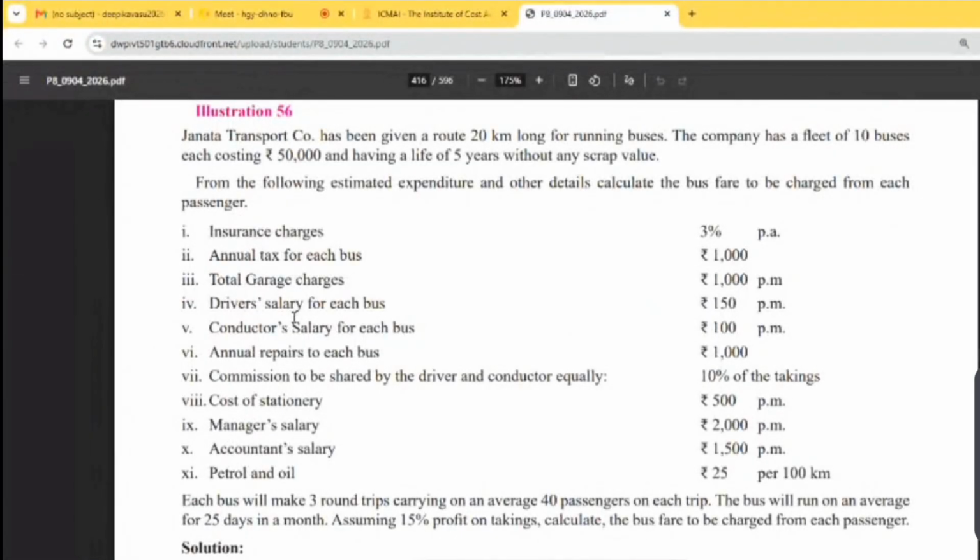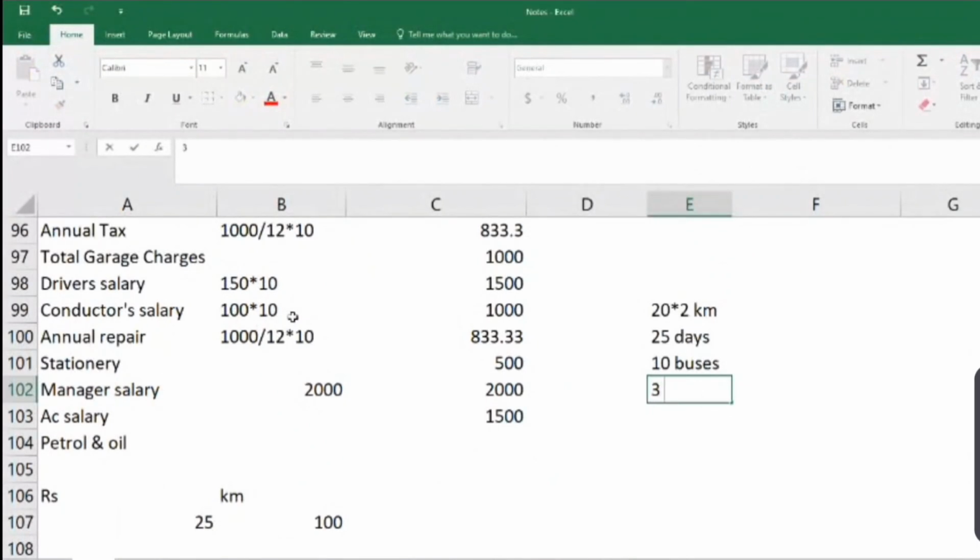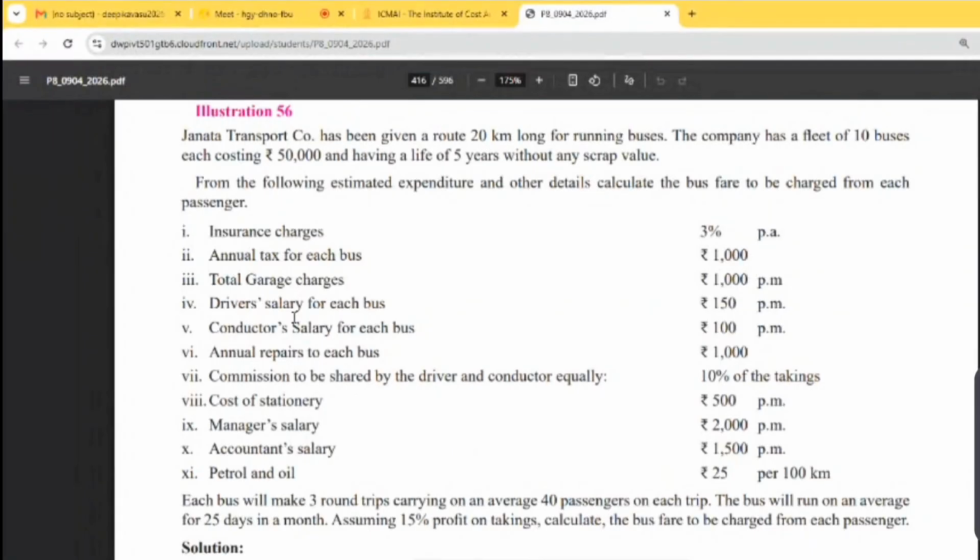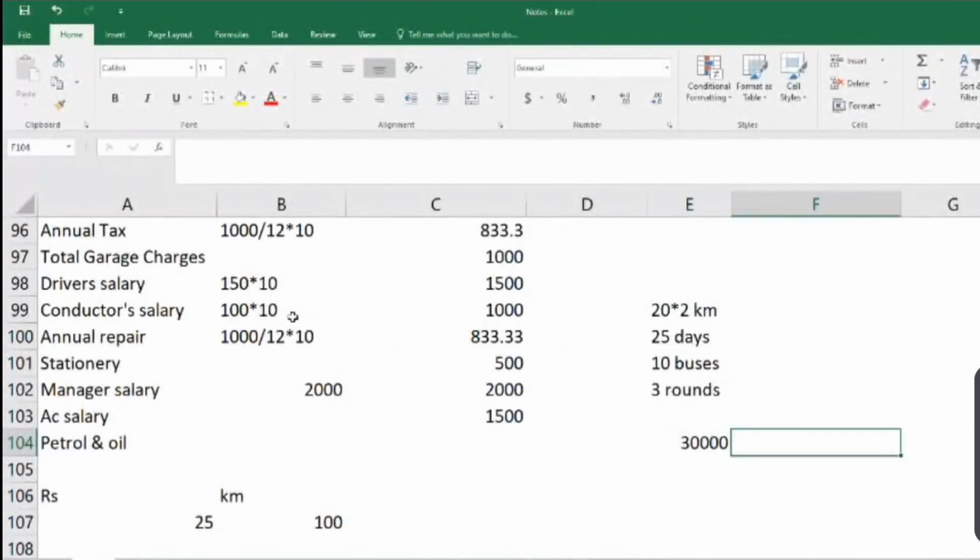What else do we know about this? And 3 rounds we are traveling. So if we multiply all this, it is equal to 40 into 10 buses into 25 days into 3 rounds, we will get the kilometers. Yes or no? So you are traveling 30,000 kilometers.